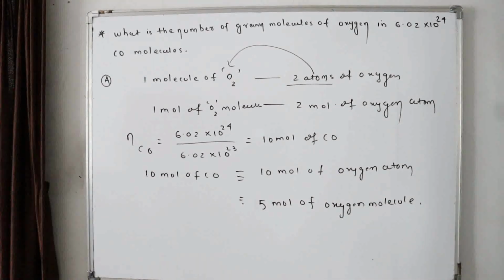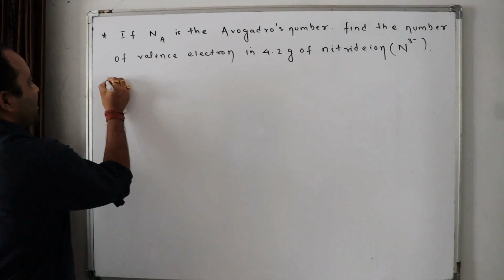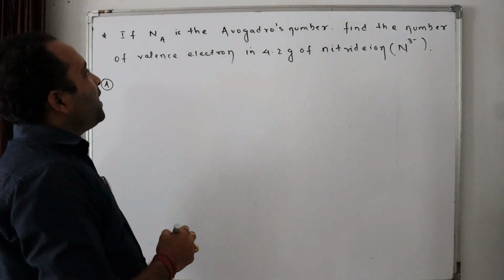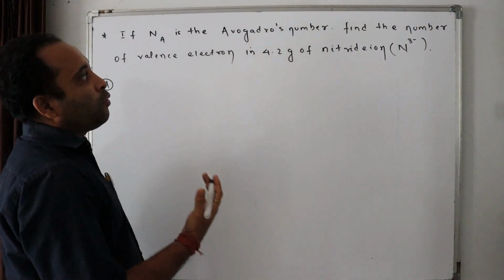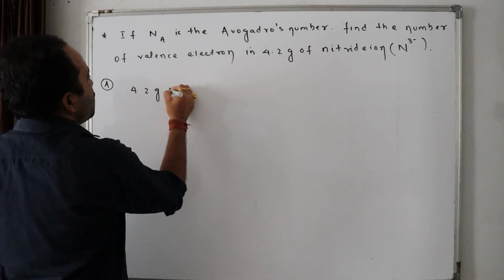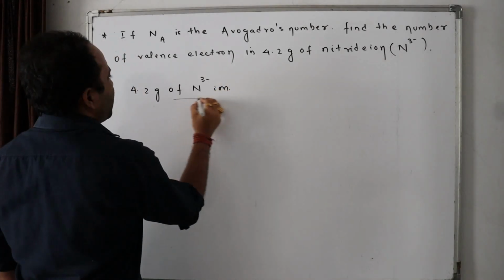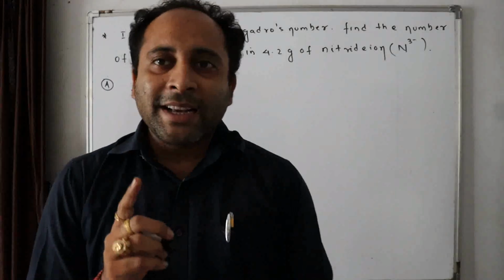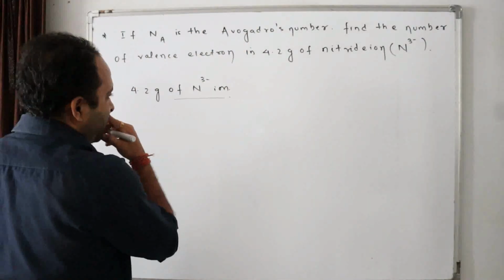Let us go for the next question. Now this is a very nice question. The question has many parts. If Na is the Avogadro's number, find the number of valence electrons in 4.2 gram of nitride ion. Two things I will teach you here. Do you remember that I said that electrons do not contribute to the mass because their mass is very, very less, isn't it? Now here it comes. 4.2 gram of nitride ion.